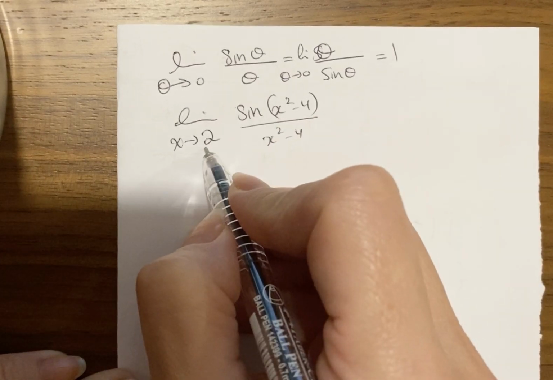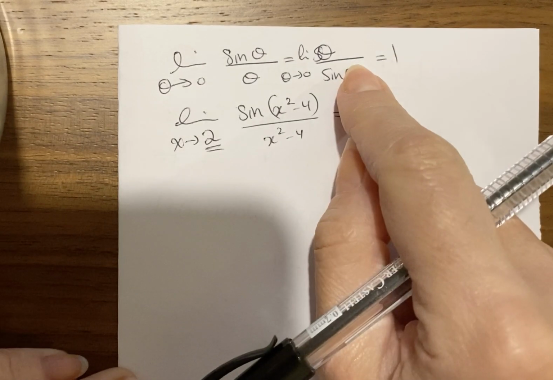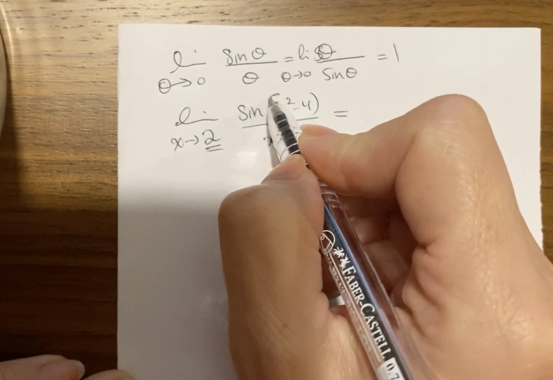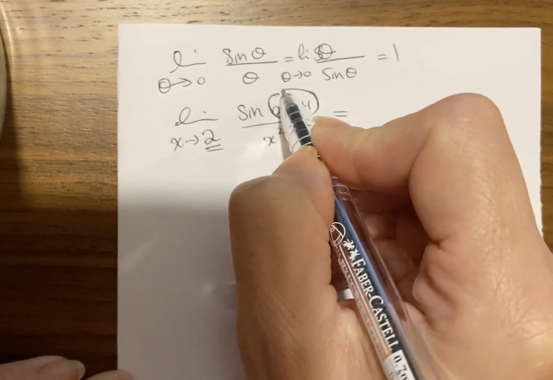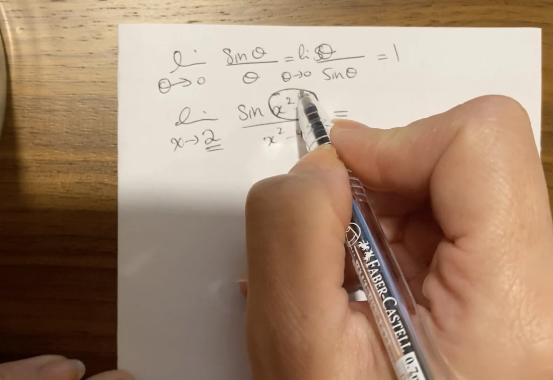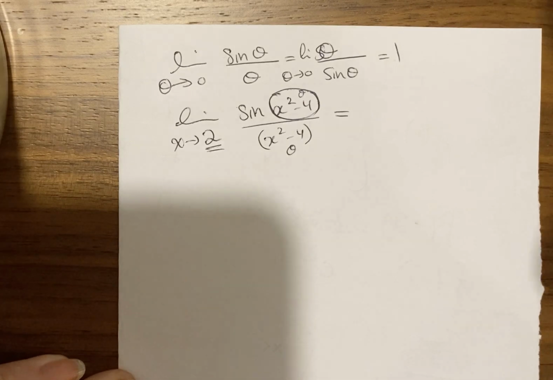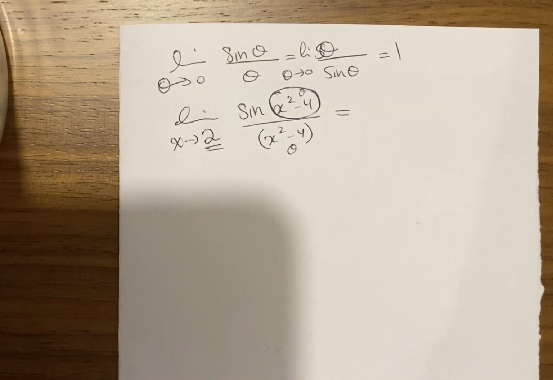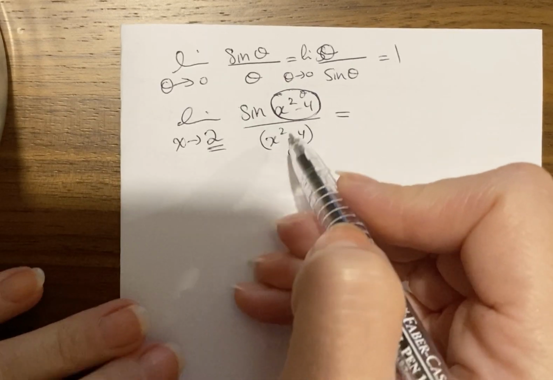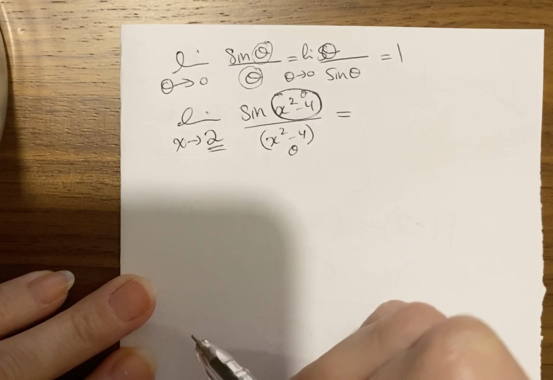No, even if I had something that looks like this, the first thing, this x is approaching 2, not 0, yet this limit is the same as this. Why? Because what's the angle here? The angle is x squared minus 4. For me to use this formula, the sine's angle, which is theta, should be the same as this, which is also theta. So they are exactly the same. So the first thing is that this and this should be exactly the same.